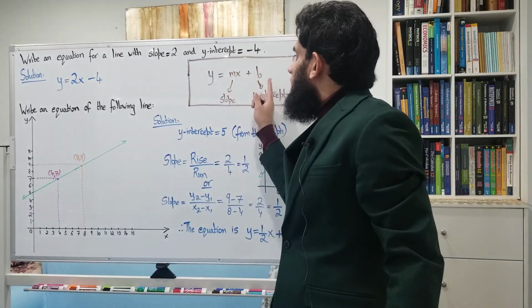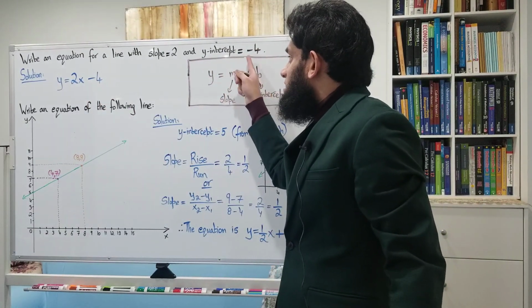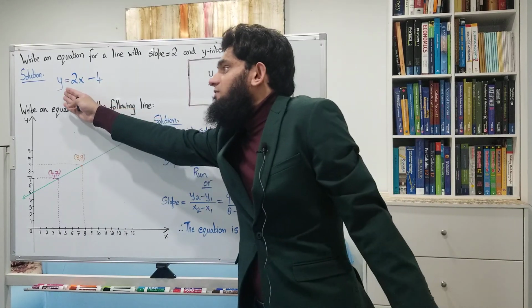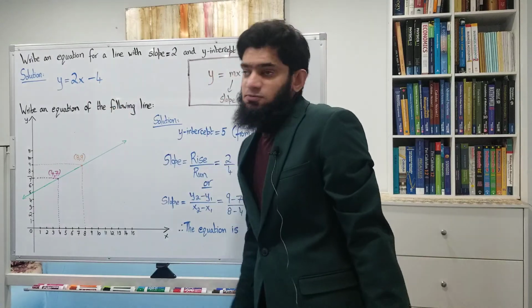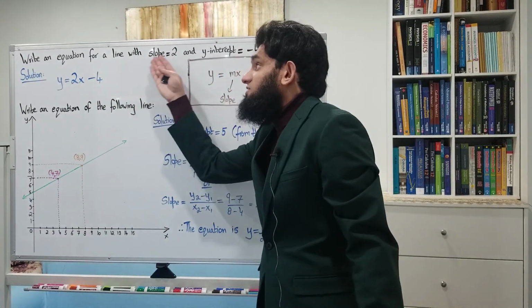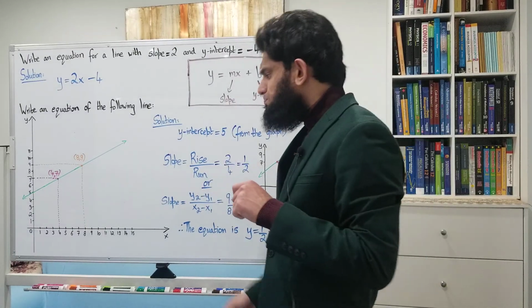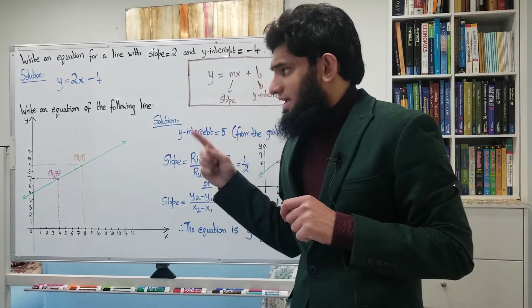Because in the place of b, we replace this b with the y-intercept. In this case, the y-intercept is negative 4. So we have y equals 2x minus 4, and that's our equation of this line, which has a slope of 2 and a y-intercept of negative 4. Okay, let's move on to our next question here.